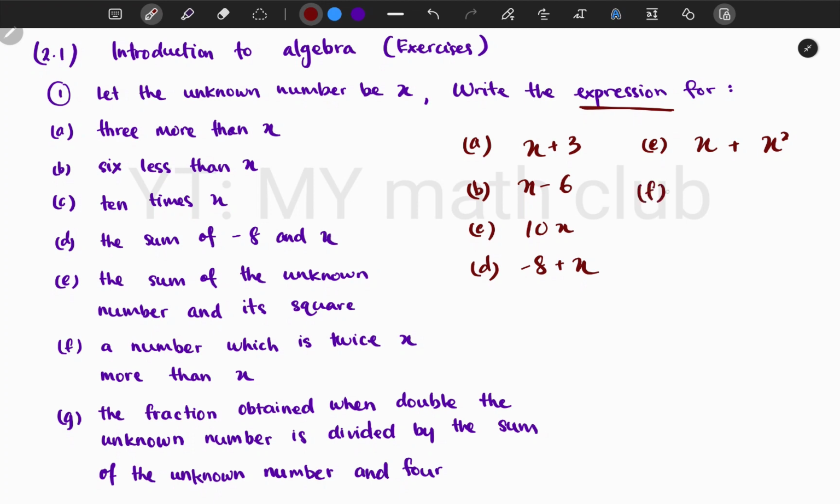F, a number which is twice x more than x. So twice of x is 2x, and then more than x means you need to add x to it. G, the fraction obtained when double of the unknown number is divided by the sum of the unknown number and 4. The fraction means we are going to have a fraction, and the numerator should be the double of the unknown number, which is 2x. The denominator should be the sum of the unknown number and 4, so x plus 4.